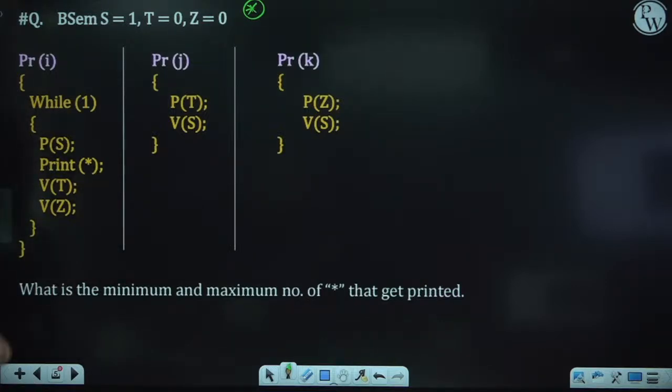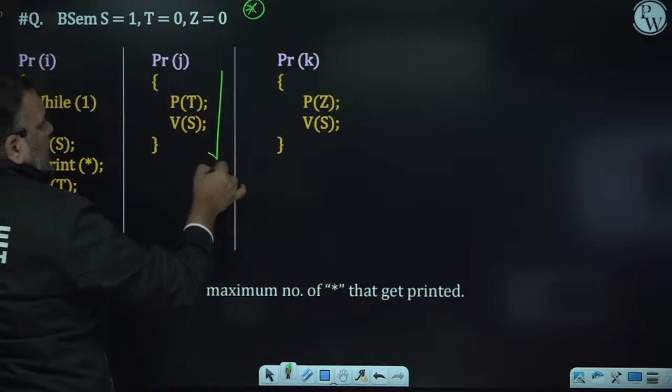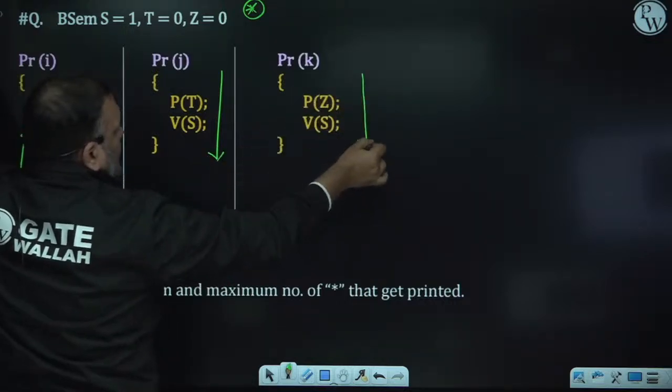Let's see it here. There are three concurrent processes: process I, process J, process K. There are three binary semaphores S, T and Z. S is 1, T is 0, Z is 0. Very important problem of synchronization using semaphores. Process I executes in this fashion. Point to be noted is that the process I is running infinitely in the while loop. एक while loop है. Whereas process J, there is no while loop. Process J is executing only once. सिर्फ एक ही बार execute करेगा. Process K will also execute this only once and terminate.